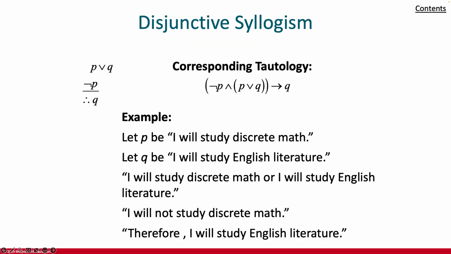You can have a disjunctive syllogism. Here we can see the disjunction that we put in here. So let P be, I will study discrete math. Q be, I will study English literature. I will study discrete math, or I will study English literature. Or is the operative word here. In some of the following charts, I actually highlighted that in red to make a point. So I will not study discrete math, therefore I will study English literature.